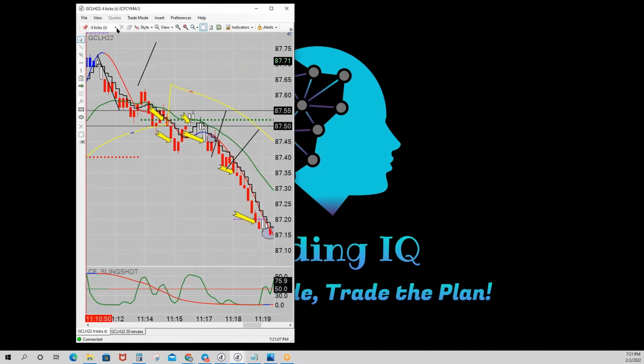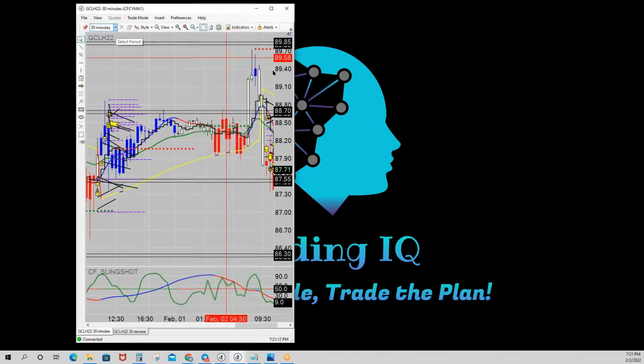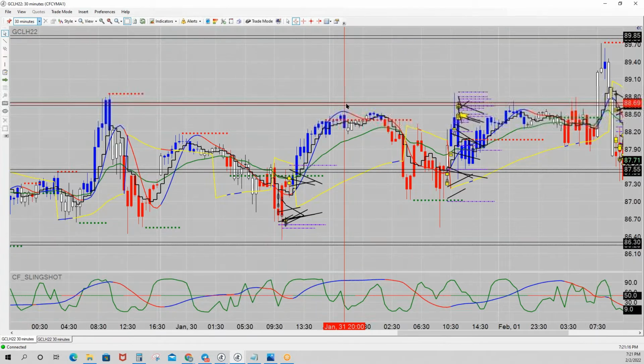Here's an example. Okay, this is crude oil right here, and I'll go to a 30 minutes so you can see more of them. See, these are the weekly trading zones on crude oil. Now, this is the GCLH contract, and today is 2/2/22. You're not going to have another date like that in a while. Not for 11 years, 3/3/33 will be the next date that matches up like that.